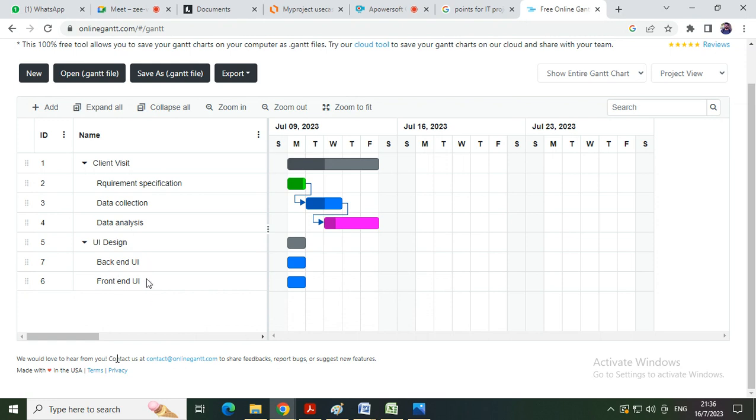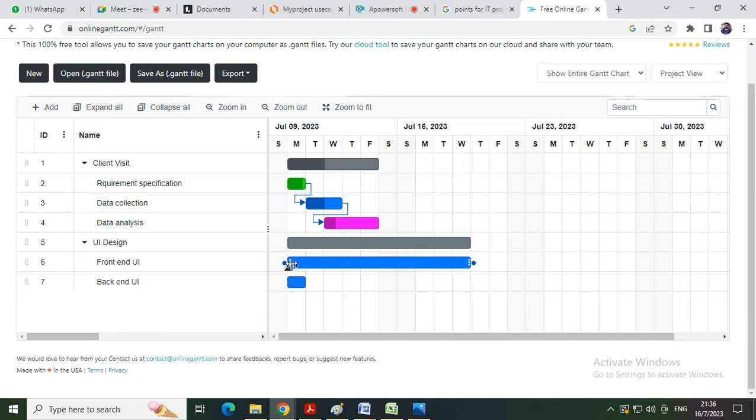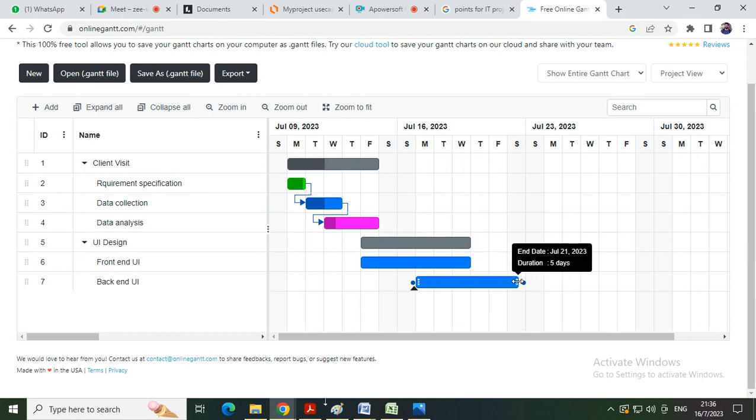This way. So now this backend UI and front end UI, see, front end UI and backend UI. So front end UI, maybe you started the front end UI from this day, and you started the backend UI. Tell me, you got it? Yes. Okay.